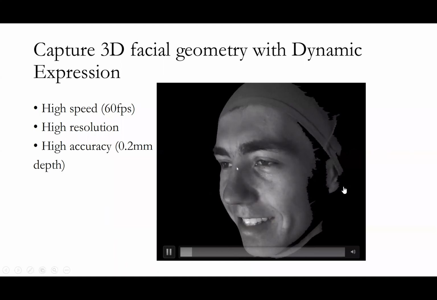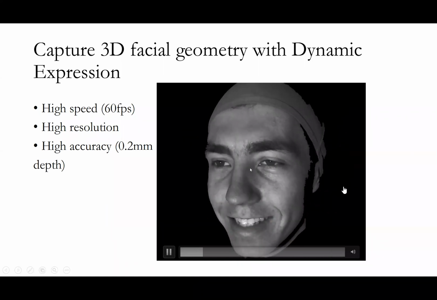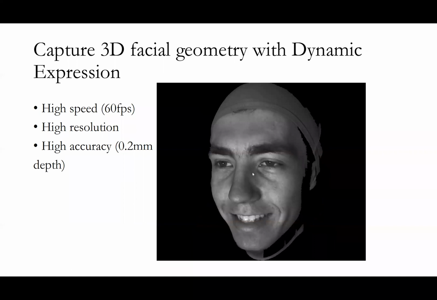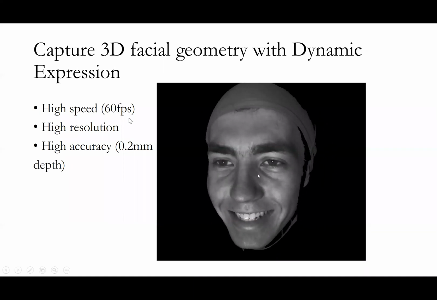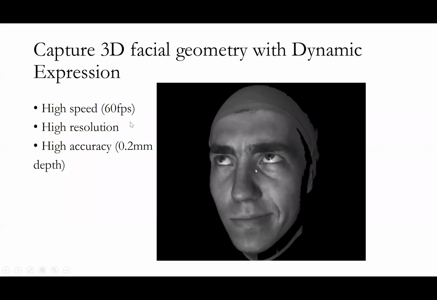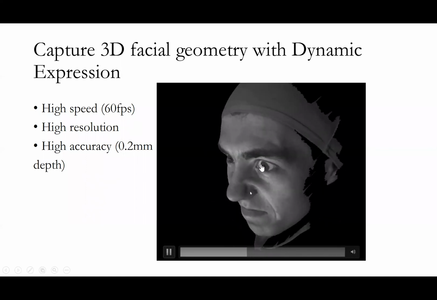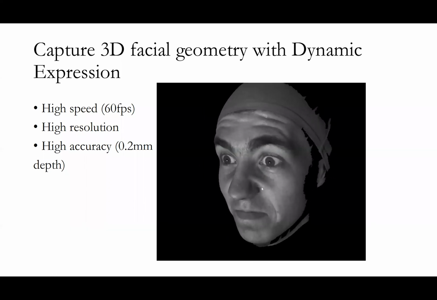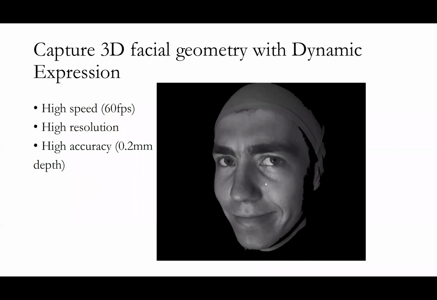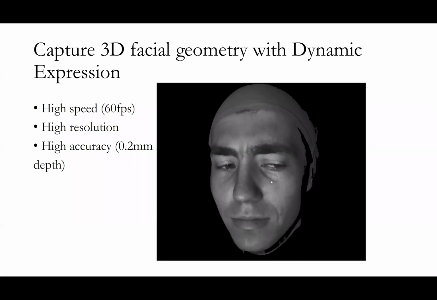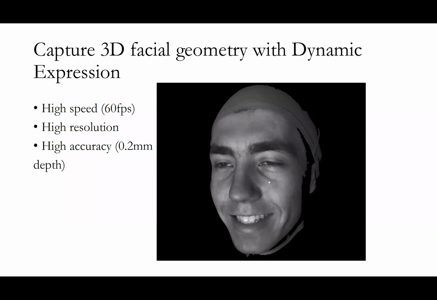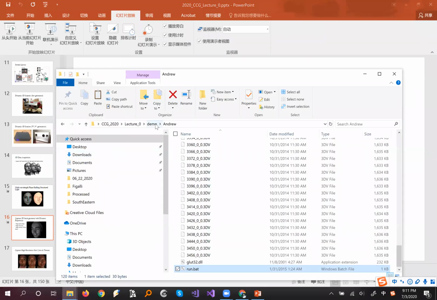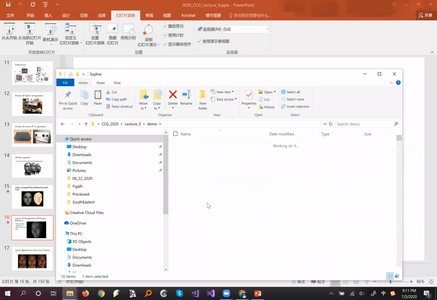Here we show one 3D sequence. The speed for this one is 60 frames per second, and the resolution is really high. One frame has about 500,000 samples, and the depth accuracy is 0.2 millimeter. Therefore, using this kind of hardware, we can capture a huge amount of geometric data in real time. Here we can see another example.